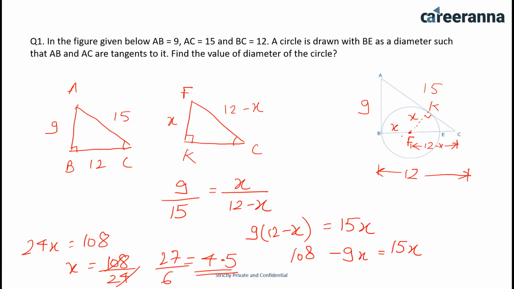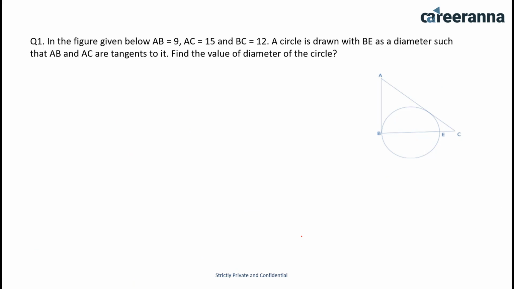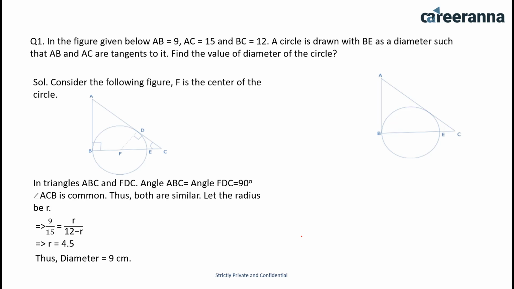Now the value of x comes out to be 4.5. So the diameter of the circle will become 2x, that is 2 into 4.5, which is 9. So the answer to this question is 9 units. Let's look at the solution to this question. Moving on to the next question.